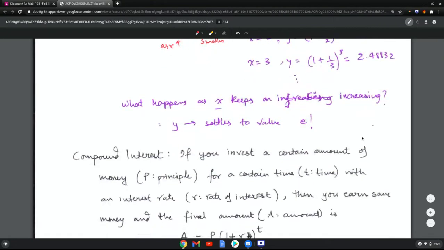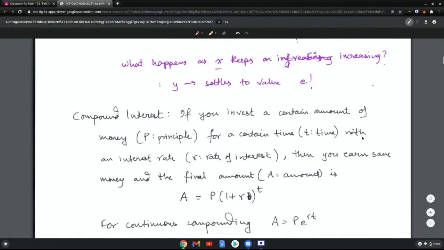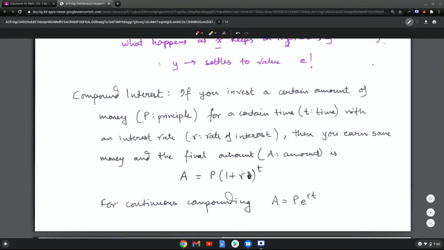In compound interest, when you invest a certain amount of money, which is called the principal, for a certain time t with an interest rate r, you earn some money, and the final amount is given by A equals P times 1 plus r to the power t. And for continuous compounding, it's A equals P e to the power rt, where e is the number we just introduced. This is one of the applications of the number e. This is what the banks use, because continuous compounding means it's the highest possible amount of money you can earn using compound interest.